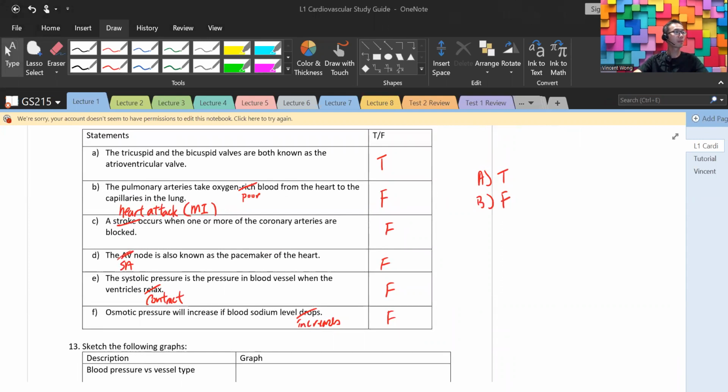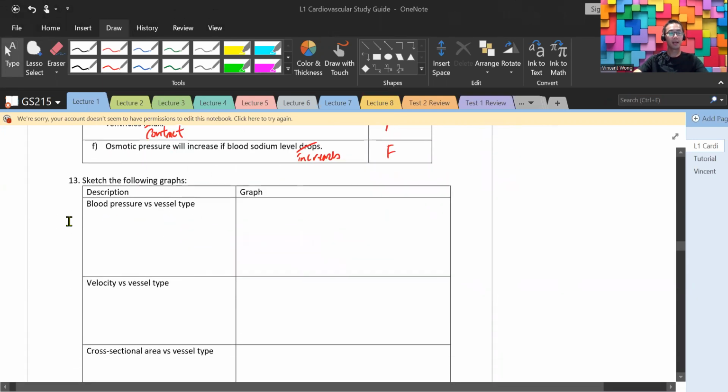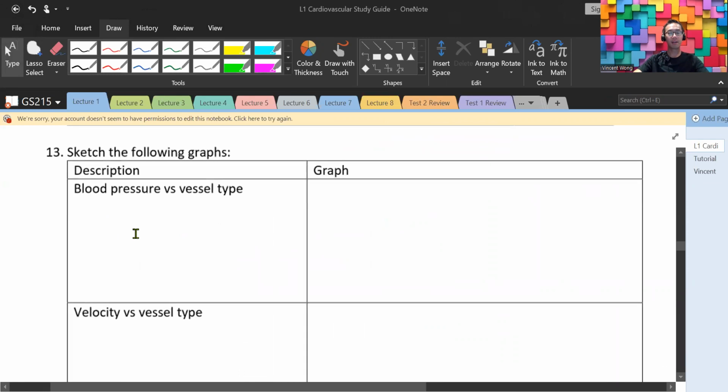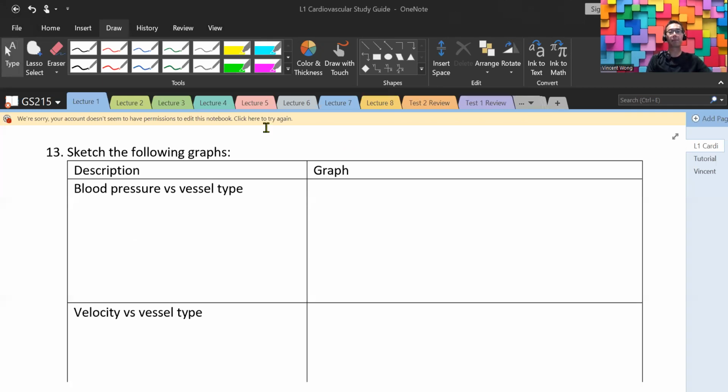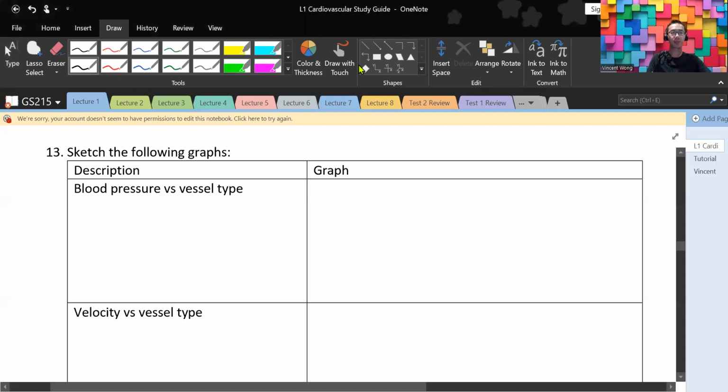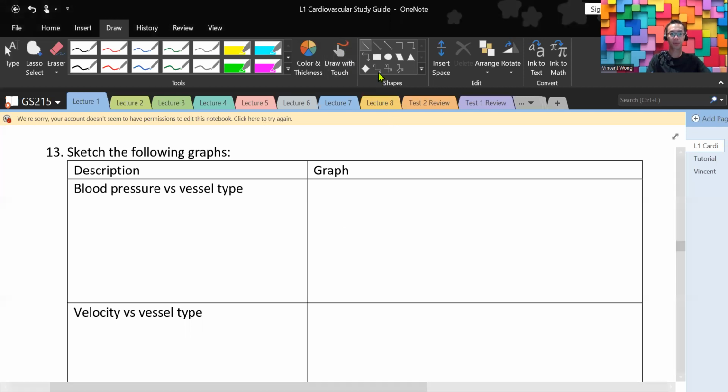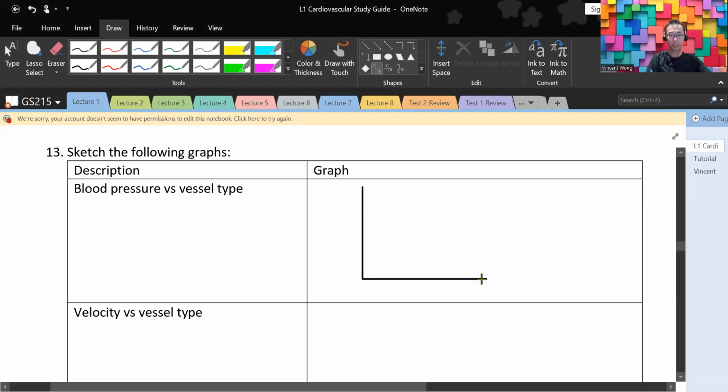Okay. Moving on. Sketch the following graph. In the PowerPoint slide, there are two slides with a bunch of graphs on them, and that's basically what this is asking you to do. So we want to describe the relationship between blood pressure versus vessel type. So here we go. I'm just going to draw the graph.